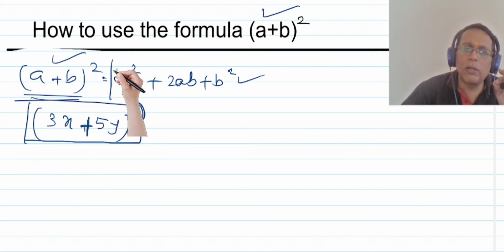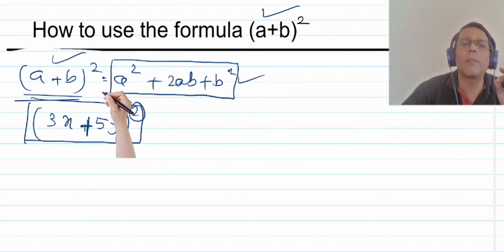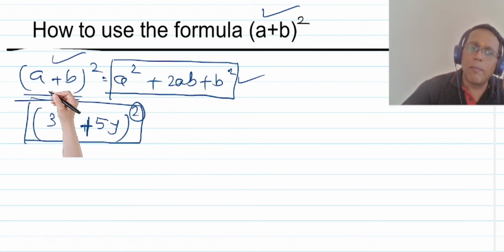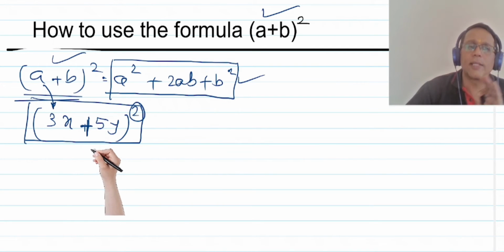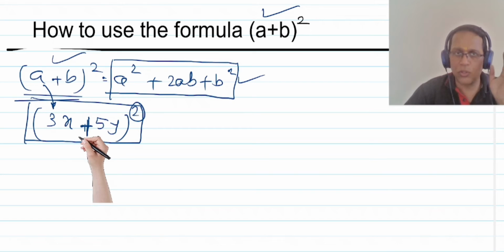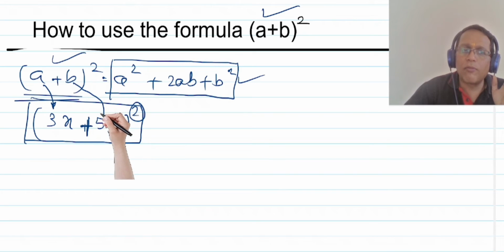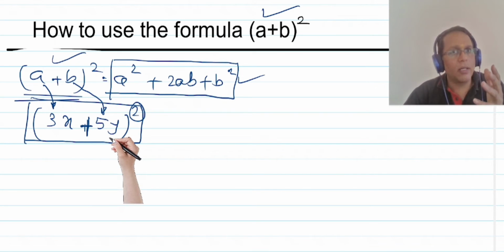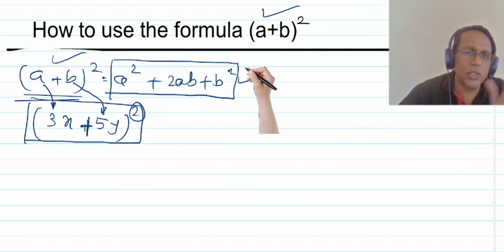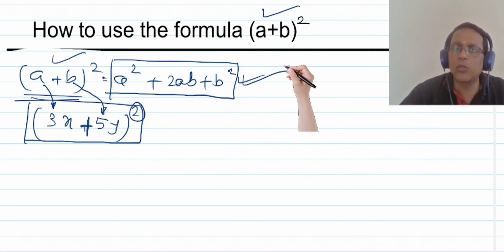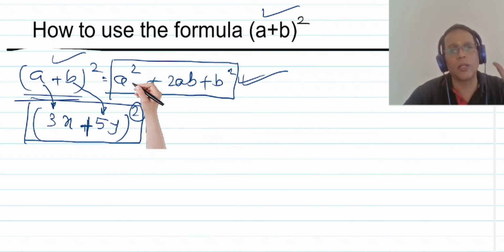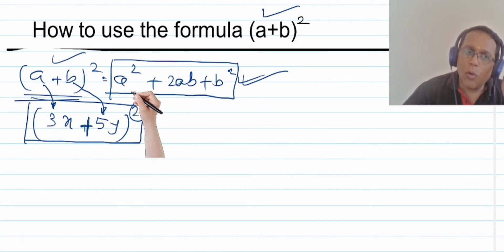Just put the values here, a square plus 2ab plus b square. Put 3x in place of a, that is the first term, and put 5y, that is the second term, in place of b. That's it. Put the values in a square plus 2ab plus b square, and that will be your answer. Only 2 steps. So now I am going to solve it.